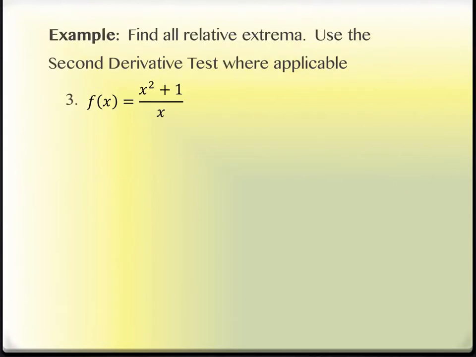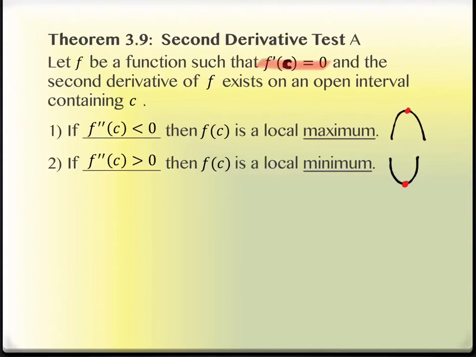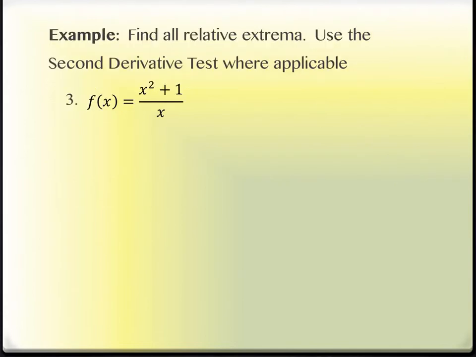It says find all relative extrema, and then it says to use the second derivative test where applicable. We're going to do this by the second derivative test. So, according to the second derivative test, the first thing I need to do is find the first derivative and set it equal to 0. Okay? First derivative set equal to 0. So we're going to find the first derivative of a rational function this time.